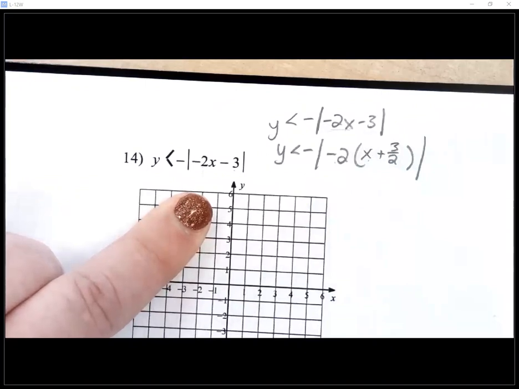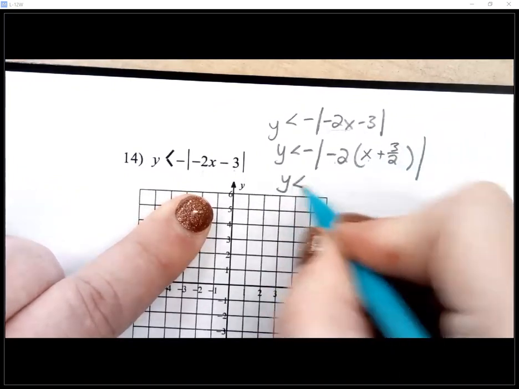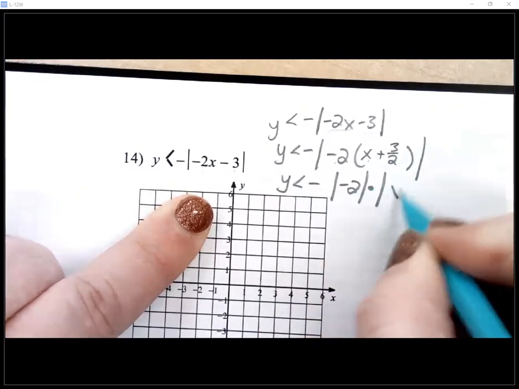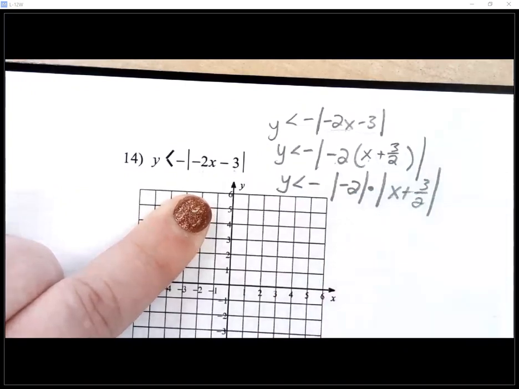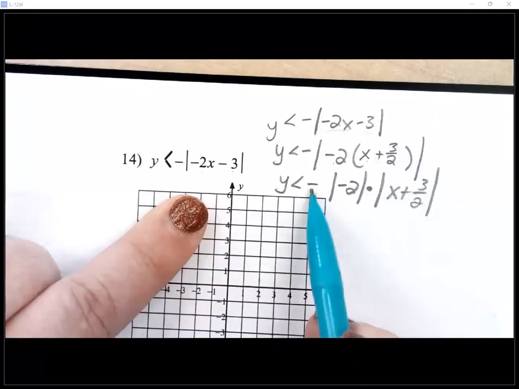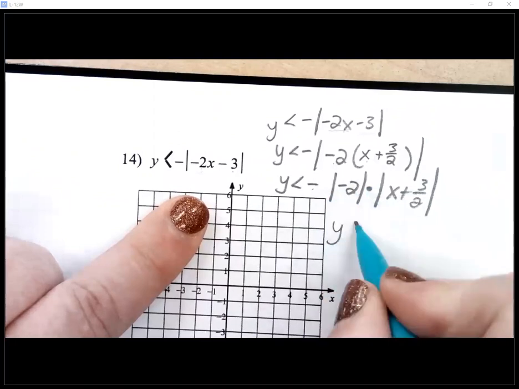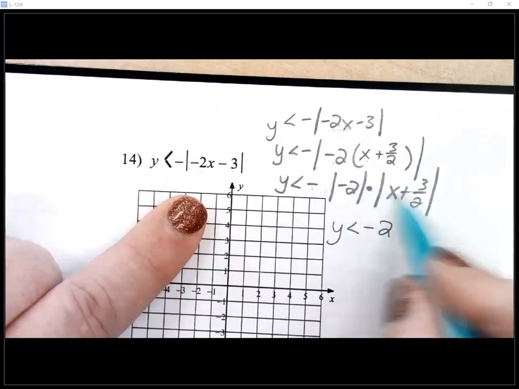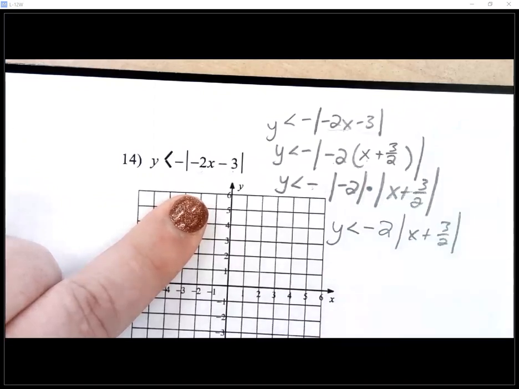So now let's split them apart. I'm going to have y is less than negative absolute value of -2 times absolute value of x +3/2. I know the absolute value of -2 is +2. That does not change the fact that there's still this negative hanging out in front. That's still there. But this chunk is going to turn into a +2. So when I put it all together, that negative is still in existence, this turns into a +2, and then I just have this absolute value of x +3/2. And that is in the form that I can graph.